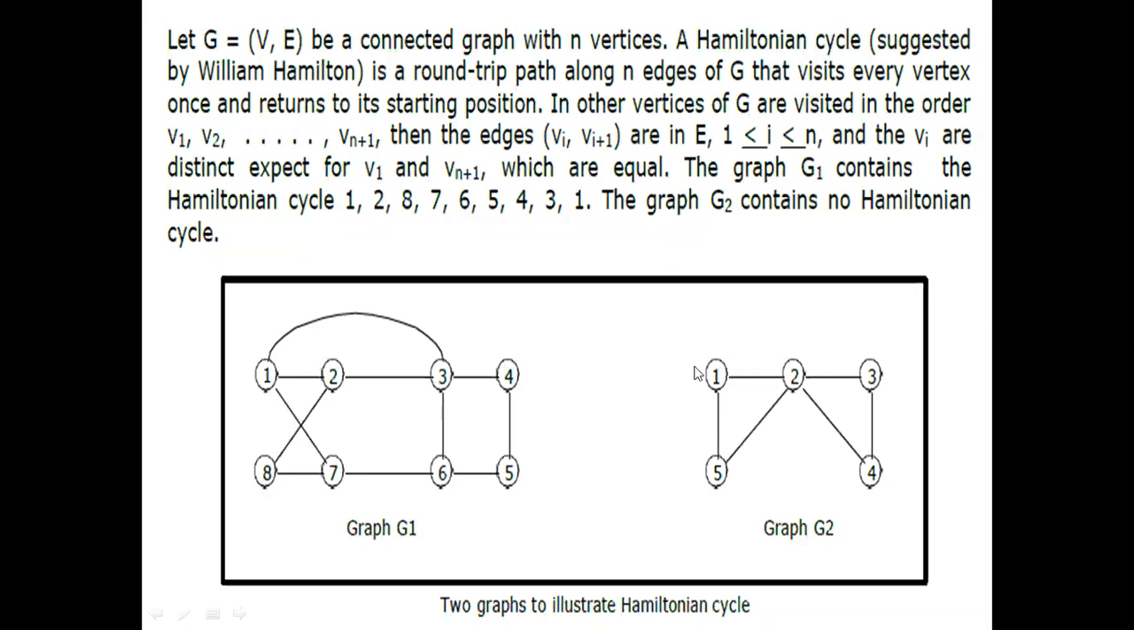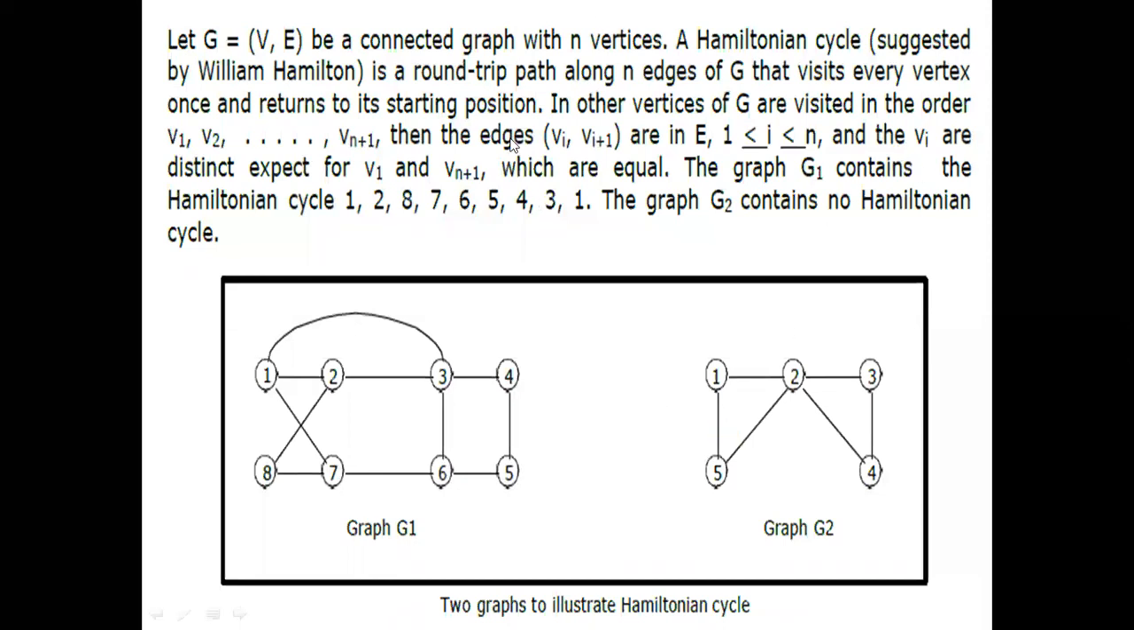For example, graph 2 has no Hamiltonian cycle. Suppose you start at the first vertex, visit the second vertex, then the fourth and third vertices, but the fifth vertex is not visited while the second vertex is visited many times. So graph 2 has no Hamiltonian cycle. A Hamiltonian cycle means each vertex is visited exactly once with n edges. Suppose the graph has 8 vertices, then each vertex is visited using 8 edges.